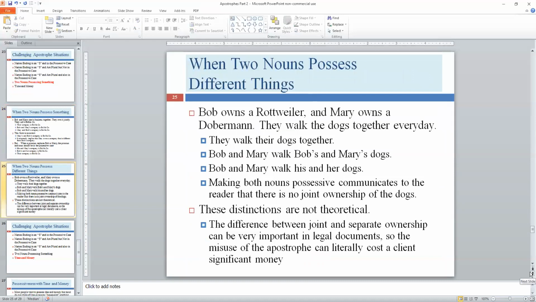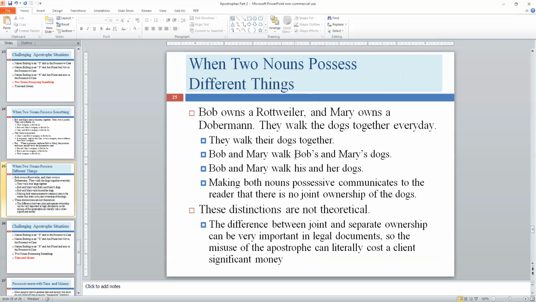Now let's talk about a different situation. Here is when we have two nouns possessing different things. So Bob owns a Rottweiler and Mary owns a Doberman. They happen to like to walk their dogs together every day. So Mary is walking her Doberman, Bob is walking his Rottweiler, Mary and Bob are walking together with the Rottweiler and the Doberman. Okay, so here we have our story.